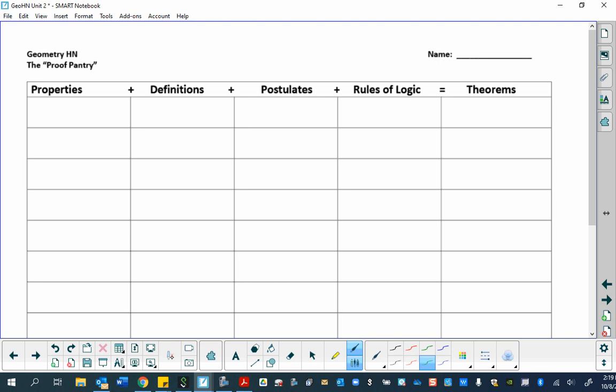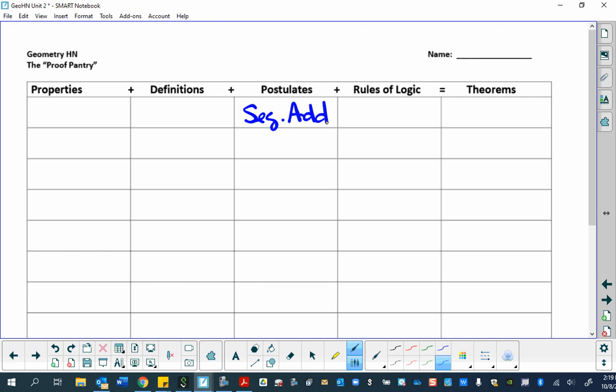So when you're looking at a proof and you can't quite figure it out, maybe taking a peek at your proof pantry and saying, okay, what do we have? The segment addition postulate. I got it. That's the one that says I can add two segments together.